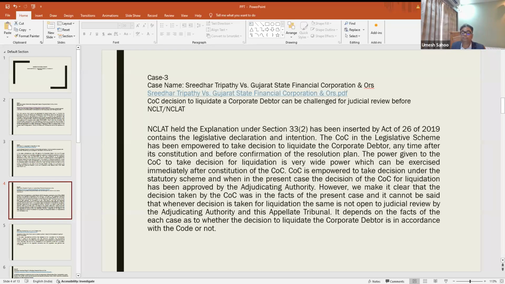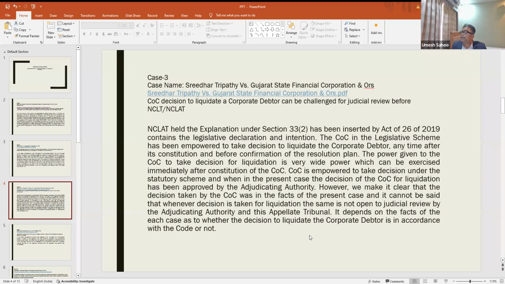of the resolution plan. The power is given to the COC to take the decision under the statutory scheme, and in the present case the decision of the COC for liquidation has been approved by the authority. However, we make it clear that the decision taken by the COC was on the facts of the present case, and it cannot be said that whenever a decision is taken for liquidation, it is not open to judicial review by the authority and this appellate tribunal. It depends on the facts of each case whether the decision to liquidate the corporate debtor is in accordance with the Code or not.